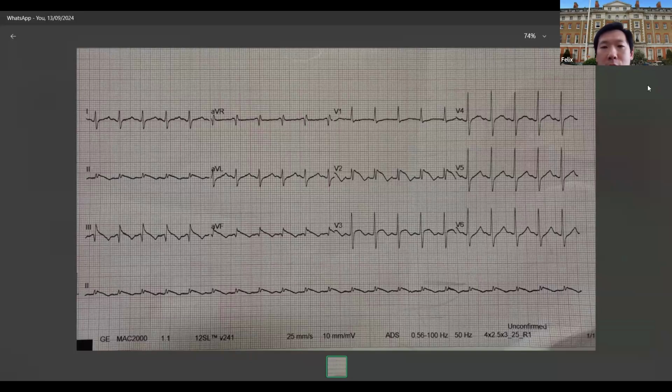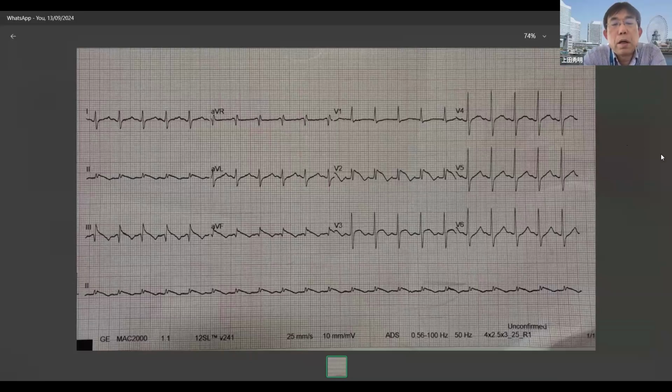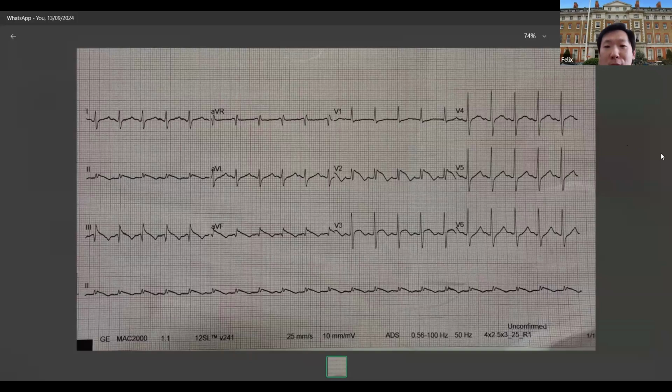I asked one of my colleagues. My colleague said that it might be Brugada syndrome from this ECG pattern. May I ask your opinion, Professor? Thank you. Thank you very much. Brugada syndrome, yeah.